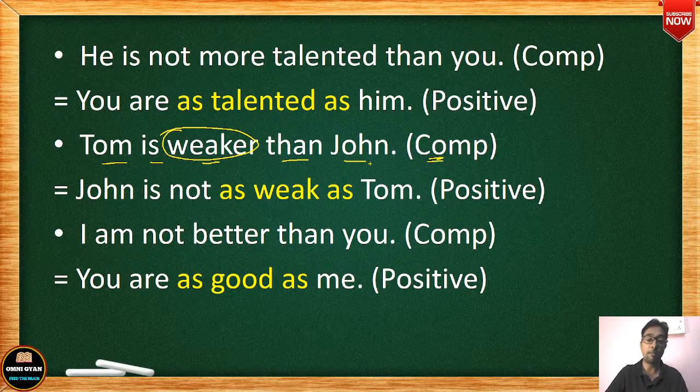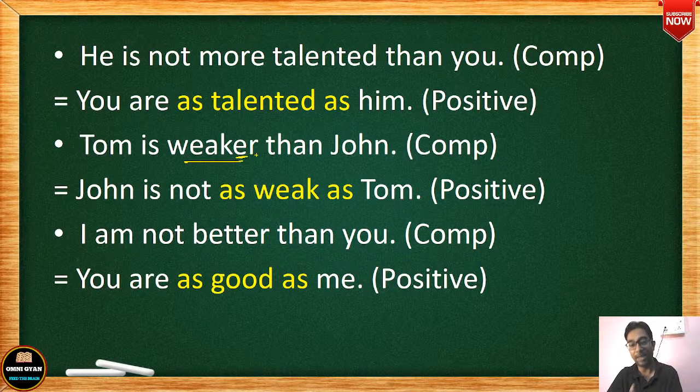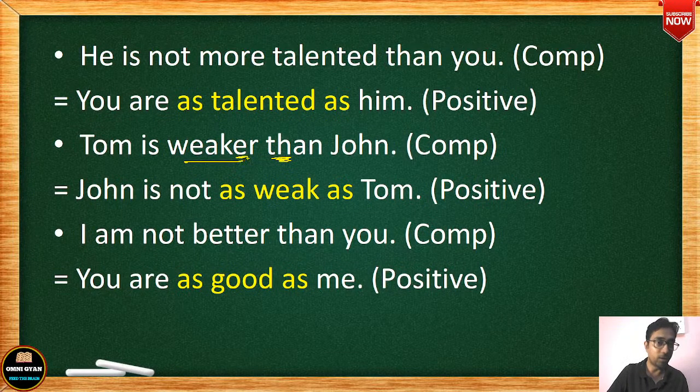How do you know it is in comparative degree? Again, you have weaker, er. Weak, weaker, weakest. So weak is positive, weaker is comparative, weakest is superlative degree. Plus you have the word than. So you can easily identify that this particular sentence is in comparative degree. Okay, so Tom is weaker than John.